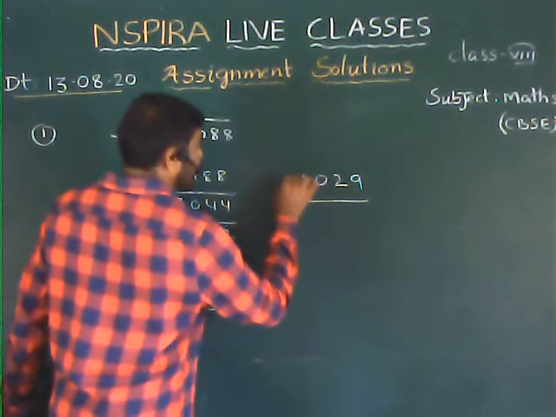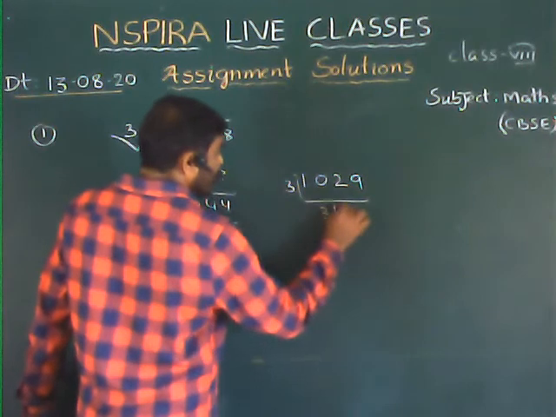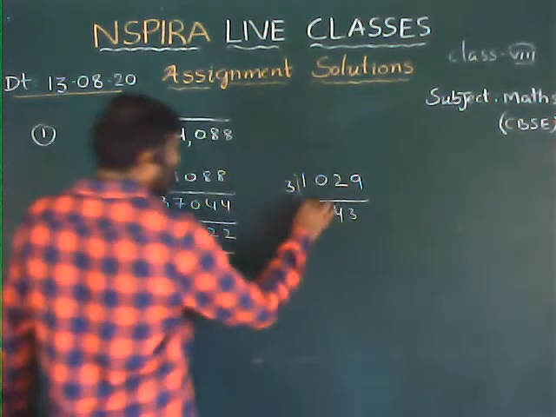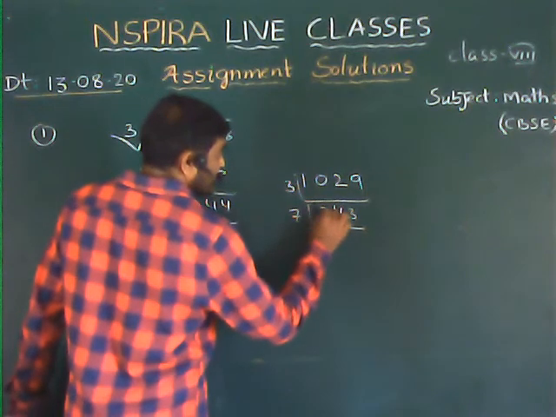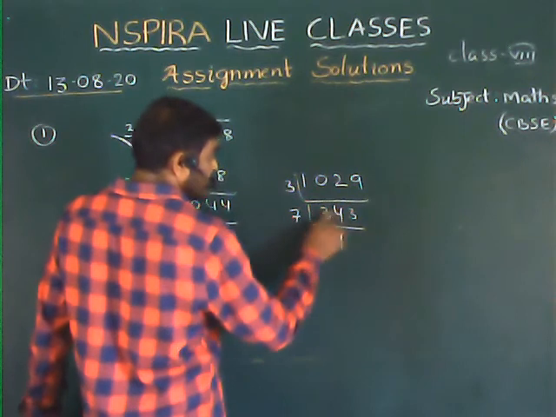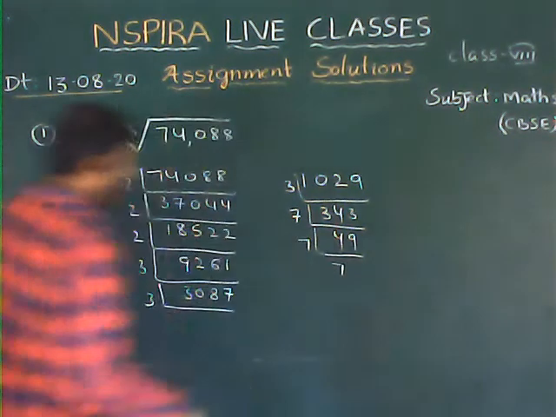Now this one can also be divided by 3. 3 3s are 9, 3 4s are 12, again 3 3s are 9. Now this one can be divided by 7. 7 4s are 28, 7 9s are 63. Again 7 7s.